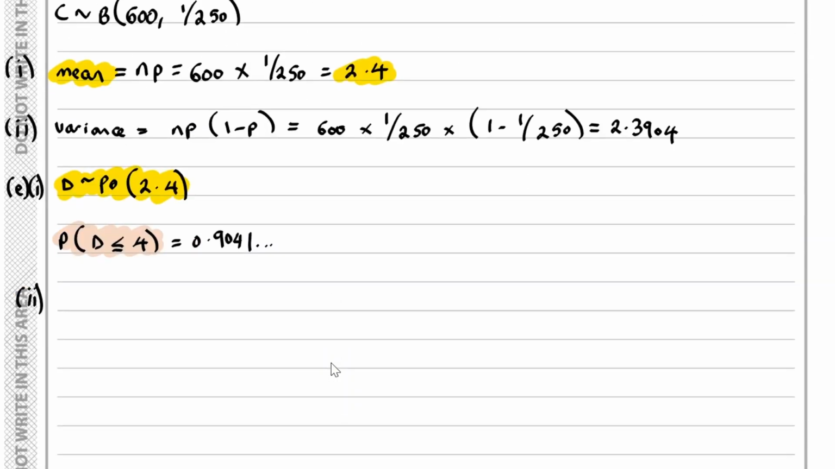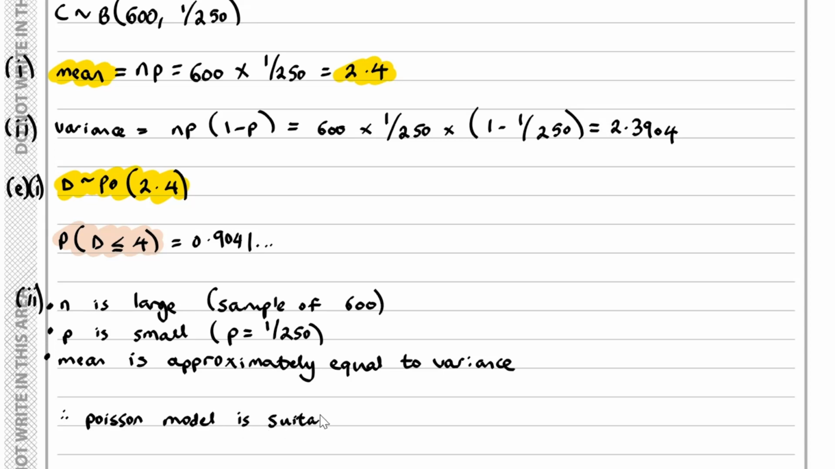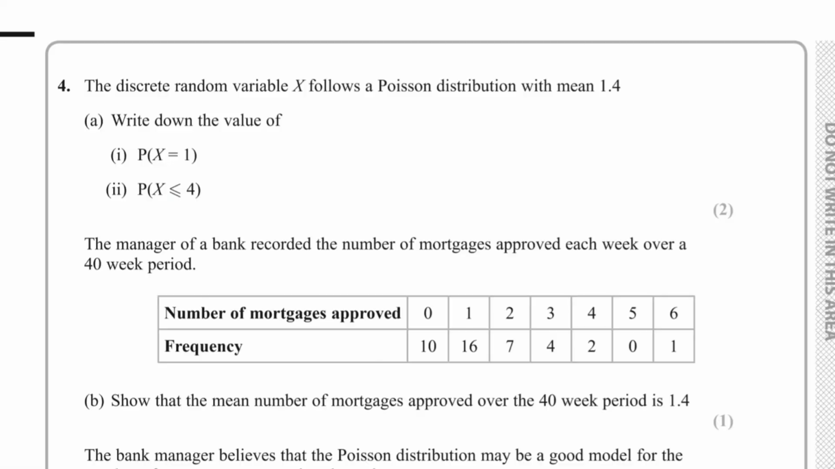And for the next part, we have to justify why the Poisson approximation was used for the binomial. So we have the following reason. We've got n, which is large, so we've got a sample of 600, so n is large. The probability is small, p is equal to 1 over 250, and the mean is approximately equal to the variance. You saw that over here. The 2.4 is almost the same as the 2.3904. So that's why we can use the Poisson distribution. So therefore the Poisson model is suitable.